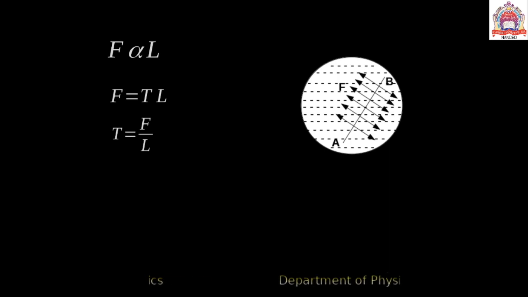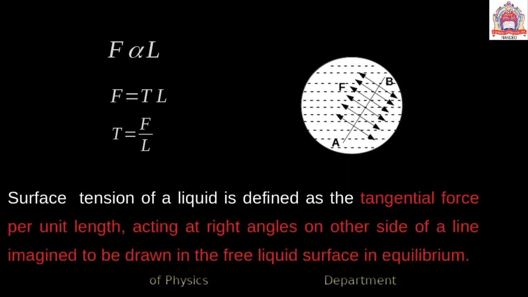The SI unit of surface tension is Newton per meter, and its dimensional formula is MT raised to minus 2. The CGS unit of surface tension is dynes per centimeter.